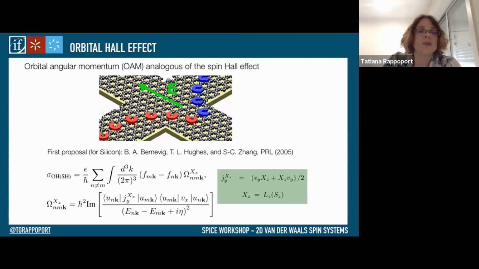With the orbital Hall effect, it's exactly the same thing, but instead of spin currents, we're going to have an orbital angular momentum current. And the calculation can be made in a similar way. We can use the Kubo formula, but we can also analyze the orbital Hall effect in terms of L projected Berry curvature. I'm not discussing this here, but just letting you know that.